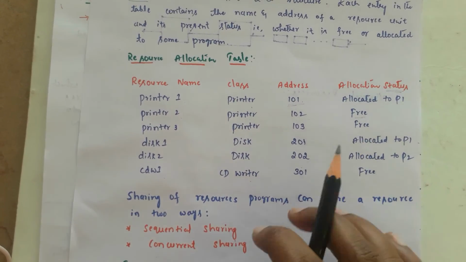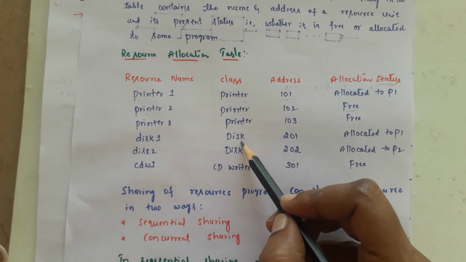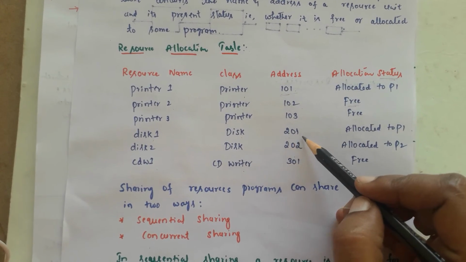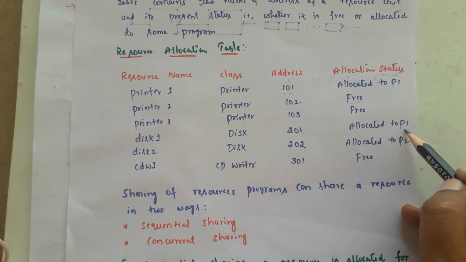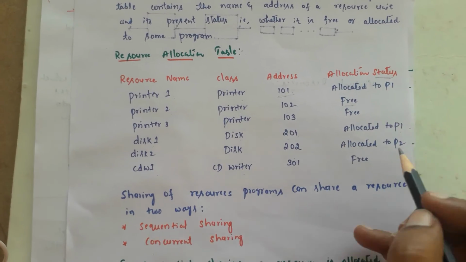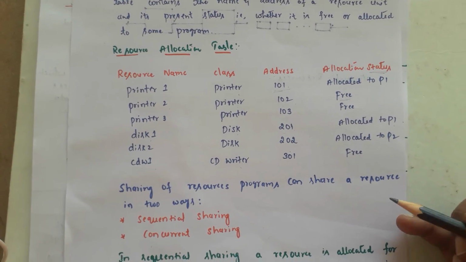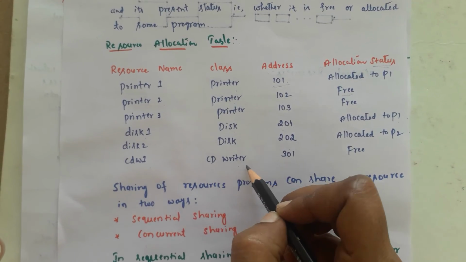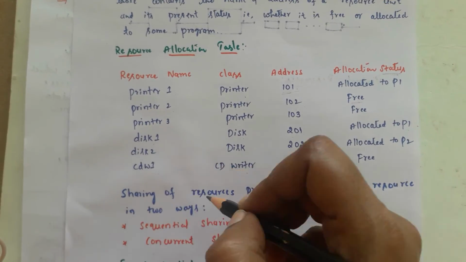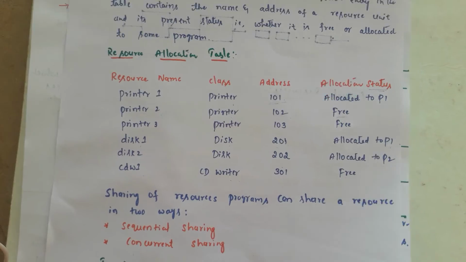Similarly, printer 3. You can see disk 1, the class is disk. The address allocated is 201. Of course, it is allocated to program P1. Similarly, disk 2 is allocated to program P2, and CDW1, nothing but CD writer, is free, therefore it can be allocated to any other program.